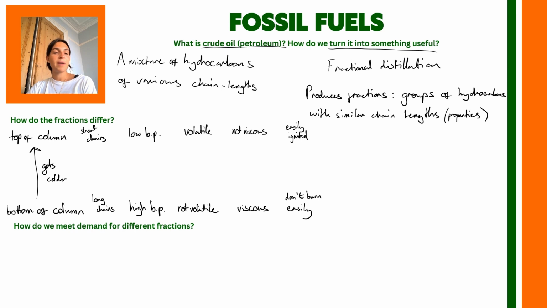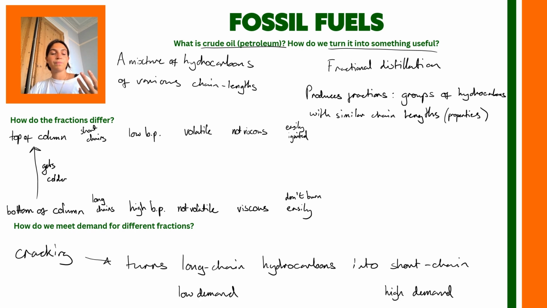So how do we meet demand for different fractions? Well, the problem really is that our long chain hydrocarbons are actually in quite low demand and our short chain hydrocarbons are in high demand. So to meet the demand, we use this process called cracking, which is where we take those longer chain ones and basically break them up into shorter chain ones, because we can use those shorter chain ones in things like fuel, and that's because of some of their properties, like they're easily ignited.